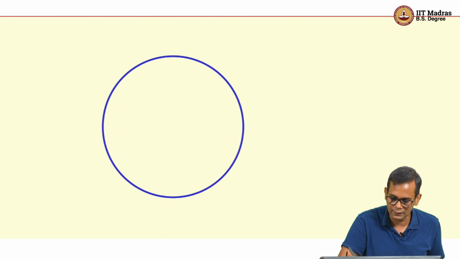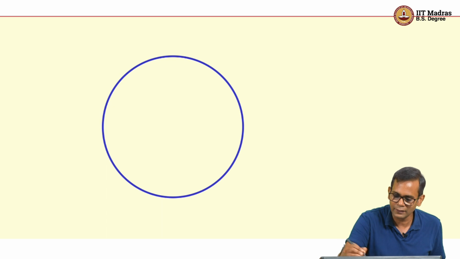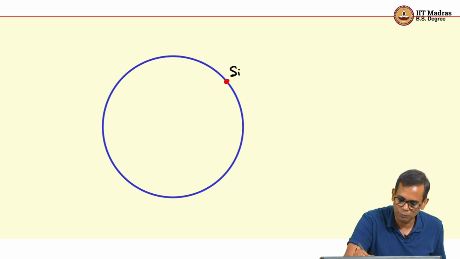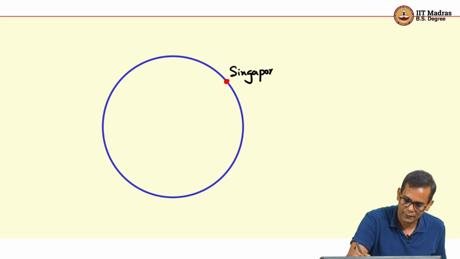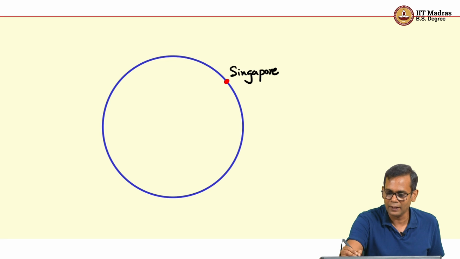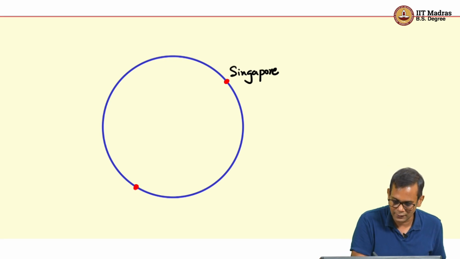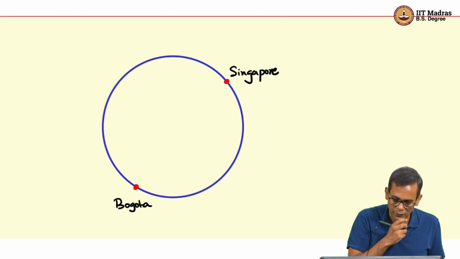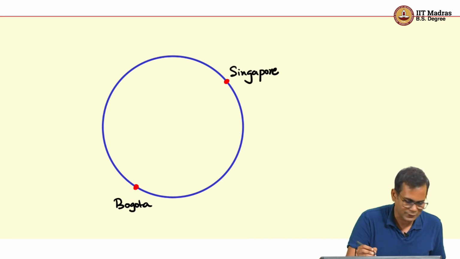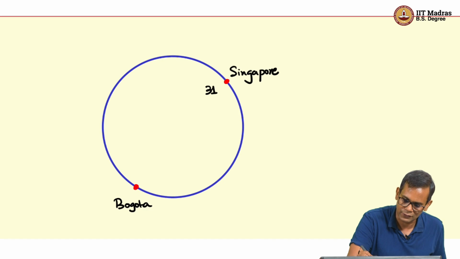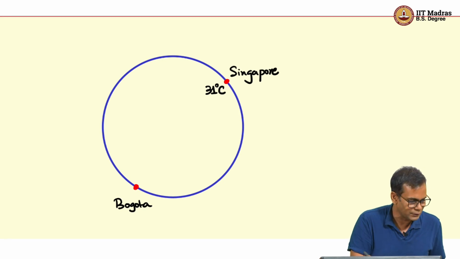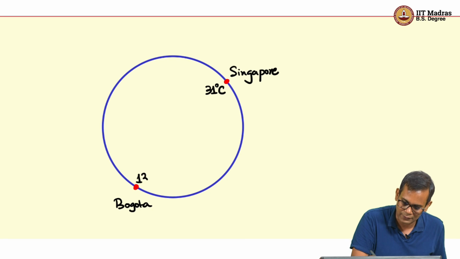So, let us take this circle and think of it as the equator of the earth, and on this equator we have 2 cities. For example, we have Singapore, which is right on the equator, and we have Bogota somewhere on the other side of the earth, which is also, well, pretty close to the equator. Right now I looked it up, the temperature at Singapore is 31 degrees Celsius, and the temperature at Bogota, which is at quite an altitude, is 13 degrees Celsius.